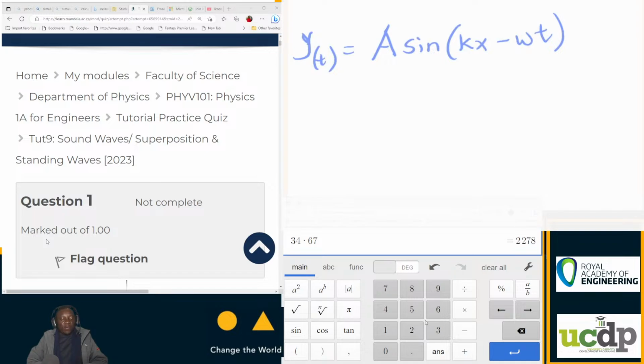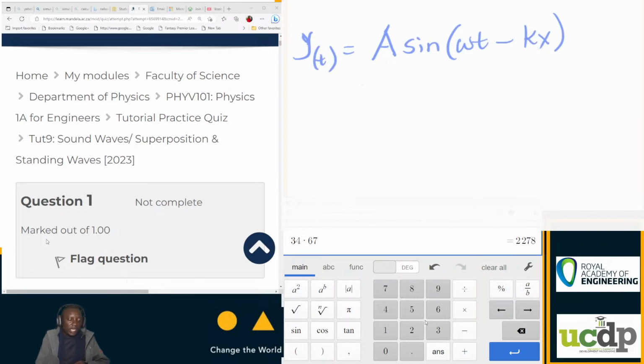This will be for a wave moving in the negative x direction, right? So if we say this one is moving in the positive x direction, then it's minus kx plus omega t. Minus kx, so we can even write it like omega t minus kx. That's for a wave moving in the positive x direction.